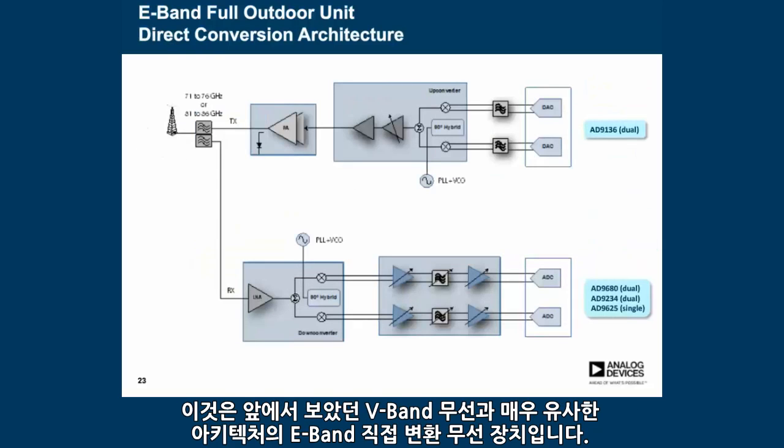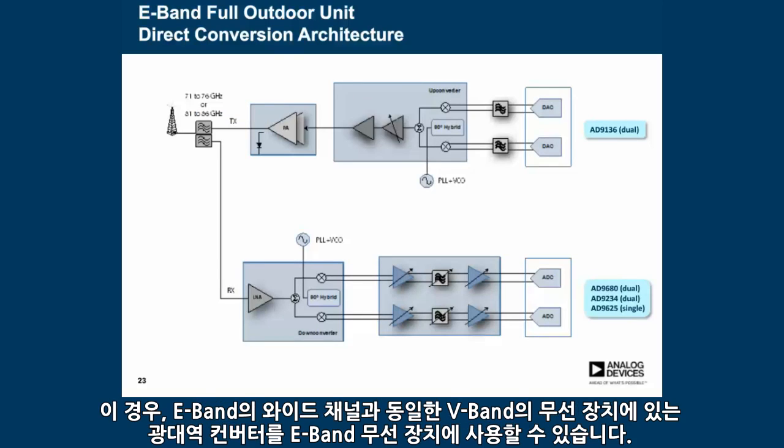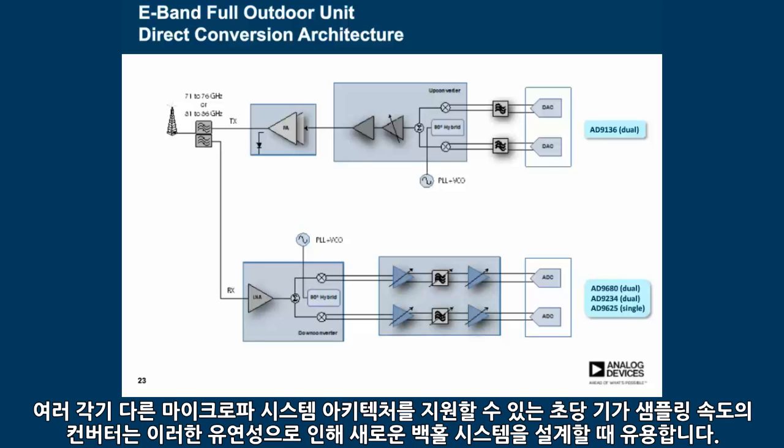Here is an E-band direct conversion radio with a very similar architecture to the V-band radio shown previously. In this case, with the wide channels in E-band, the same wideband converters in the V-band radio can be used in the E-band radio. The flexibility of the same gigasample per second converters being able to support multiple different microwave system architectures make them a valuable and versatile choice when designing a new backhaul system.